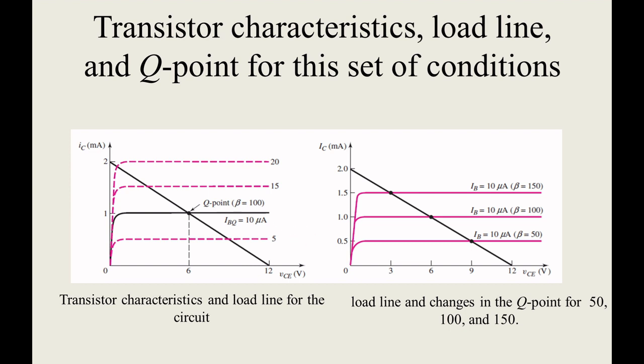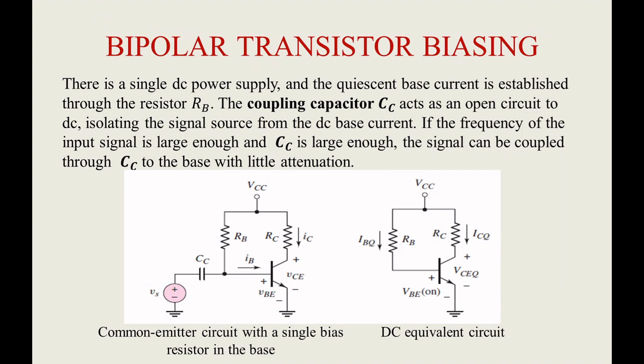In the next class we will be discussing bipolar transistor biasing. What we are going to discuss is, as I already said, the quiescent point is changing. How can we avoid these changes, even when the external parameters are changing? We have many types of biasing circuits.